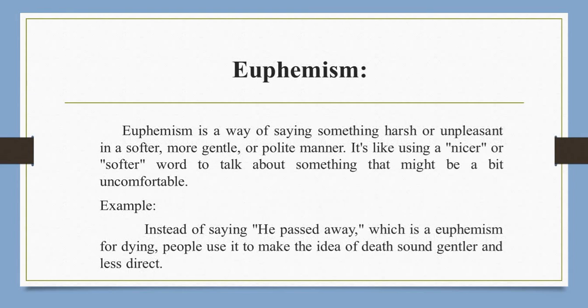Moving forward, euphemism. Euphemism is a way of saying something harsh or unpleasant in a softer, more gentle or polite manner. Sometimes you say something and somebody might say, oh, you're rude. And you might say the same thing by changing the word, and the other one might laugh at that because he doesn't feel that it's rude. Why? Because of the choice of words. So it's like using a nicer or softer word to talk about something that might be a bit uncomfortable.